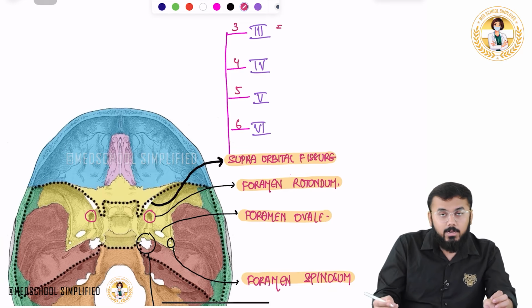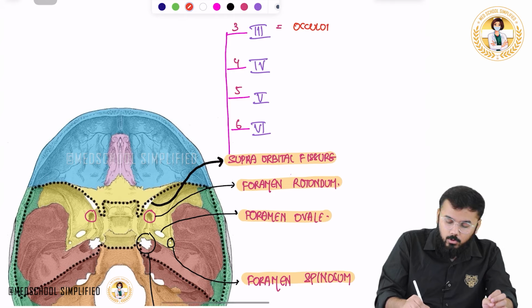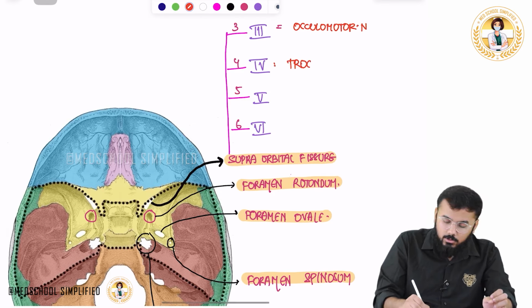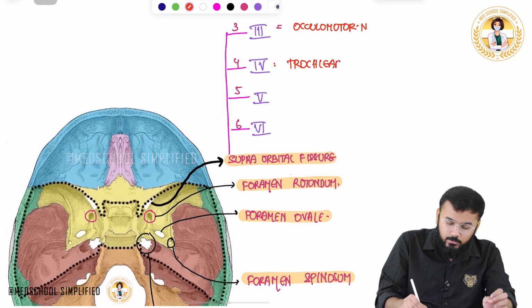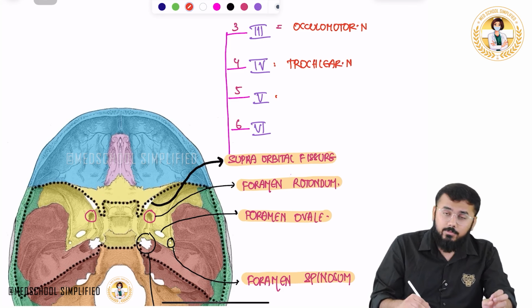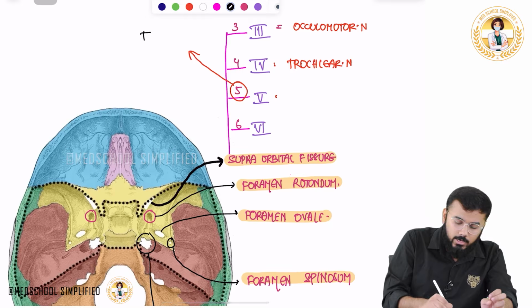What is the third pair of cranial nerve? Third pair of cranial nerve is called as your oculomotor nerve. Fourth pair of cranial nerve is called as your trochlear nerve. Fifth pair of cranial nerve is basically called as your trigeminal nerve.